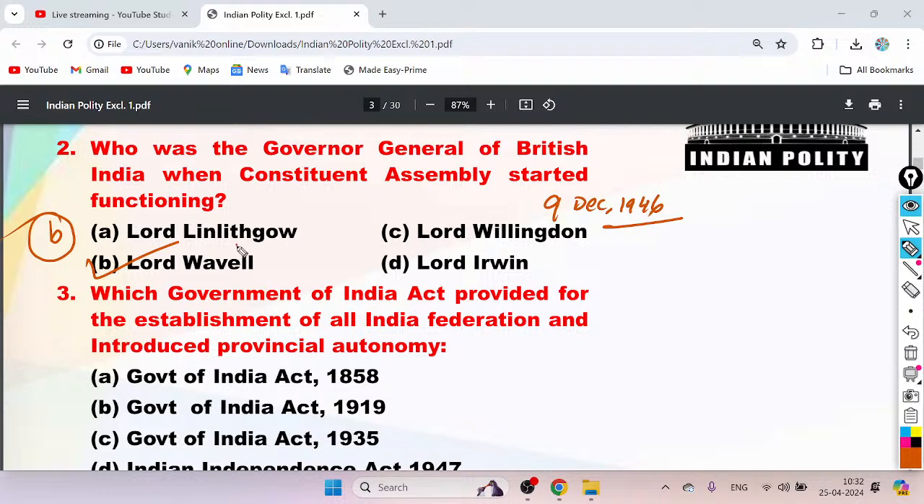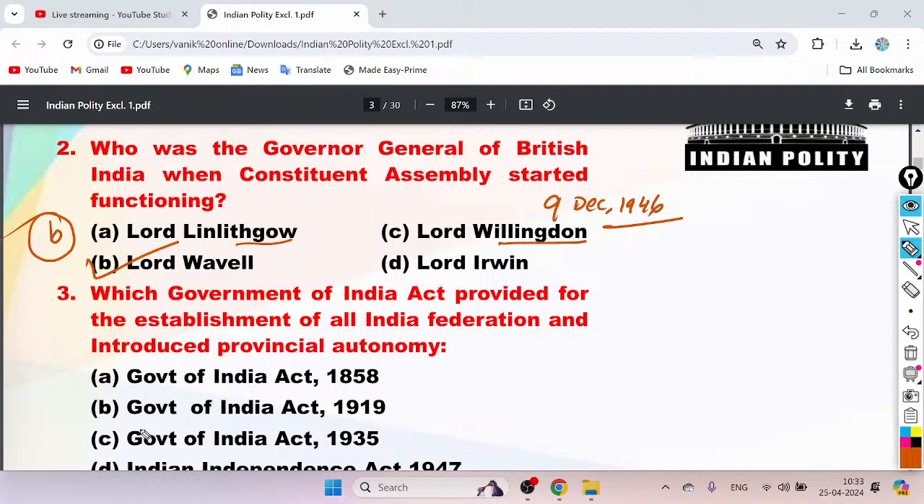And Lilith Go was also the Viceroy for him, and he was there after the 35 came into effect. Lord Wellington was the Viceroy of India when the Government of India Act was enacted, the most famous act. Lord Irwin was the Viceroy during the civil disobedience movement.